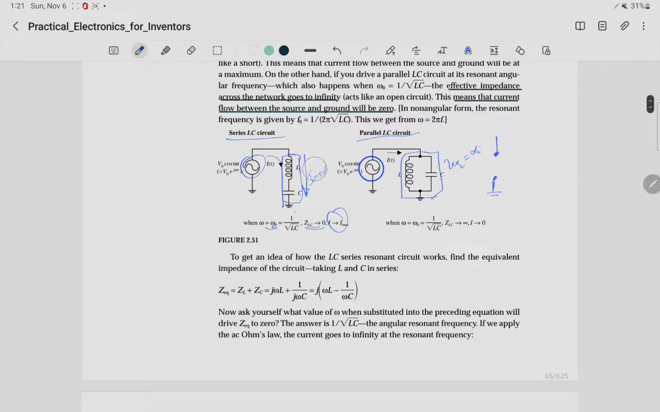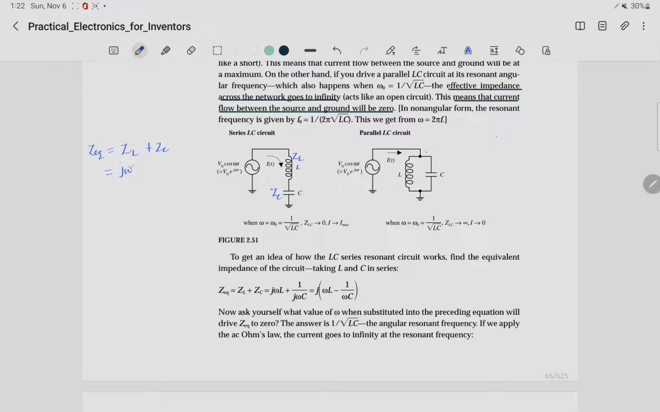So let's have a look at a theoretical proof to show why these two circuits behave the way they do. For the series LC circuit, let's find the equivalent impedance of these two elements. Let's say the impedance of the inductor is ZL and the impedance of the capacitor is ZC. So Z equivalent is the same as for series connections, we just add their impedances. So we're going to say ZL plus ZC.